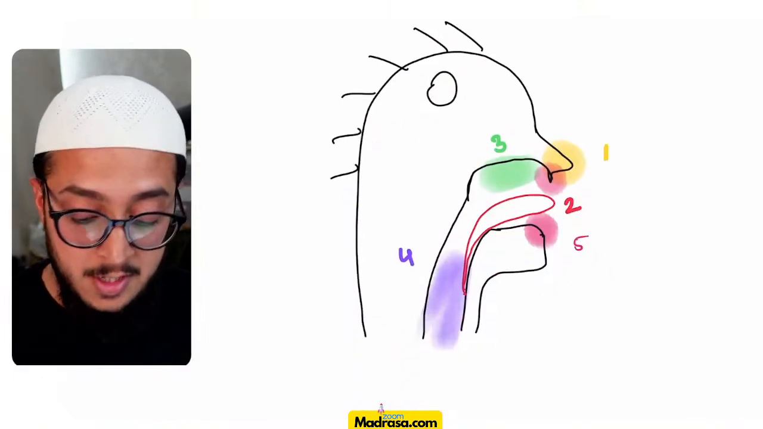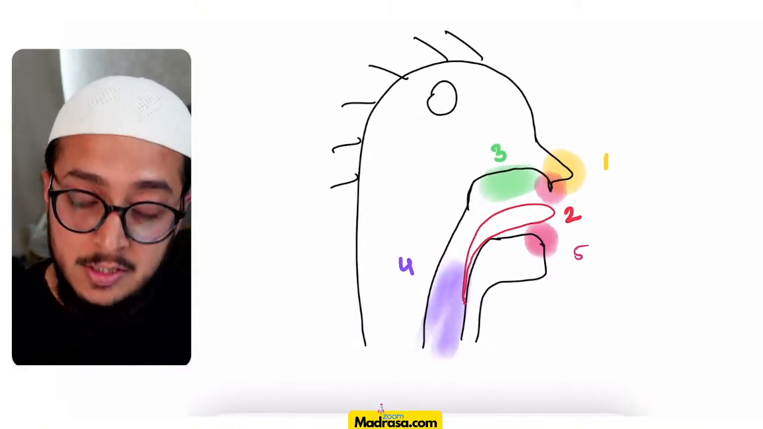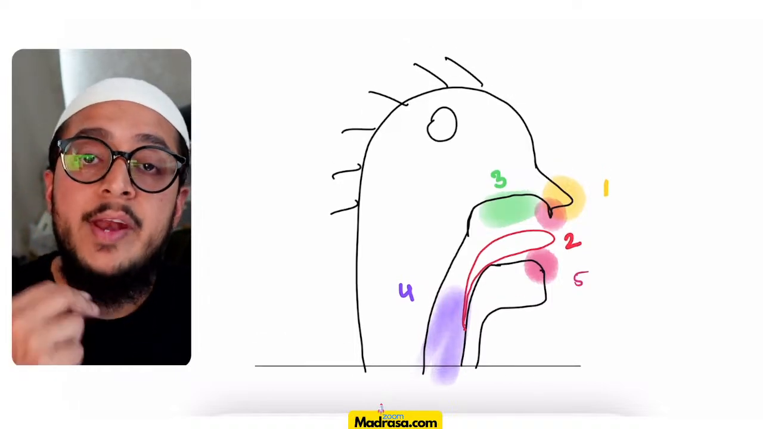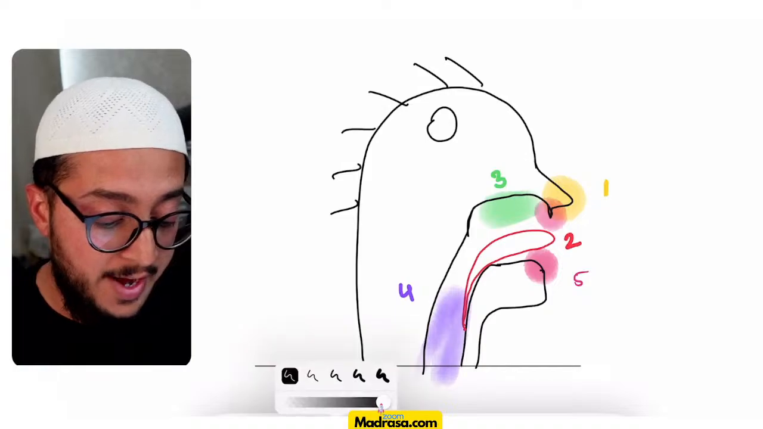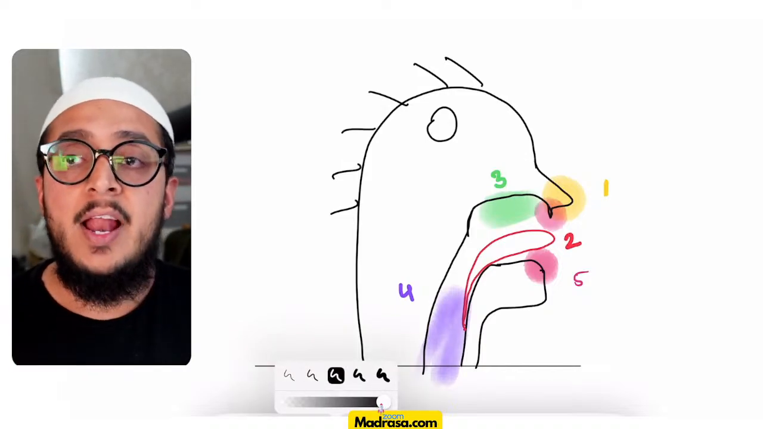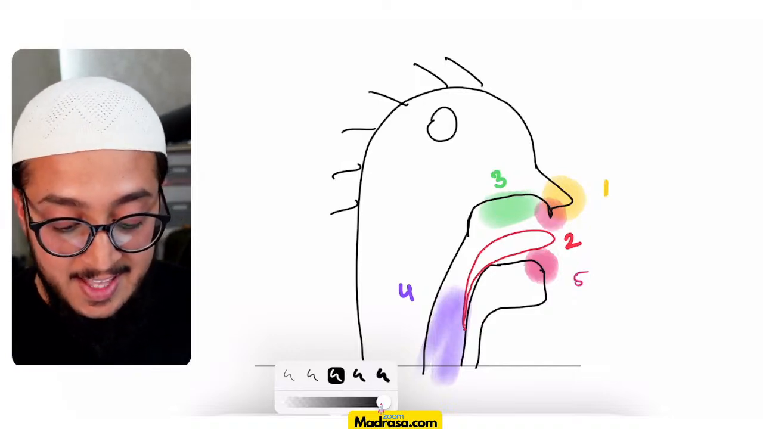This guy here is the most good looking guy on the internet. Why? Because this guy here is telling us that when we pronounce Arabic letters, they can only be pronounced using 5 points of articulation.